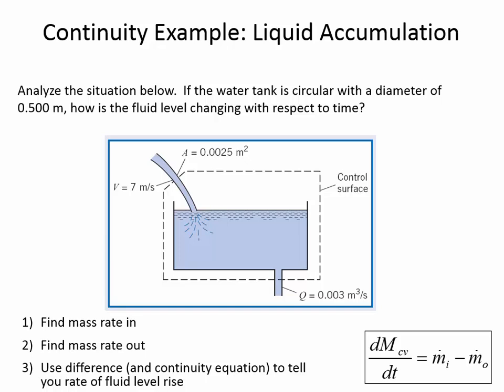But ultimately what we're after is to know the velocity that the liquid level is rising. So to know that, we have to switch back into volumetric terms instead of mass flow terms. So here we have the mass flow accumulation of 14.5 kilograms per second. If we convert that back into volumetric flow by dividing by the density, that's 0.0145 cubic meters per second. That's the rate that volume is accumulating inside the control volume.